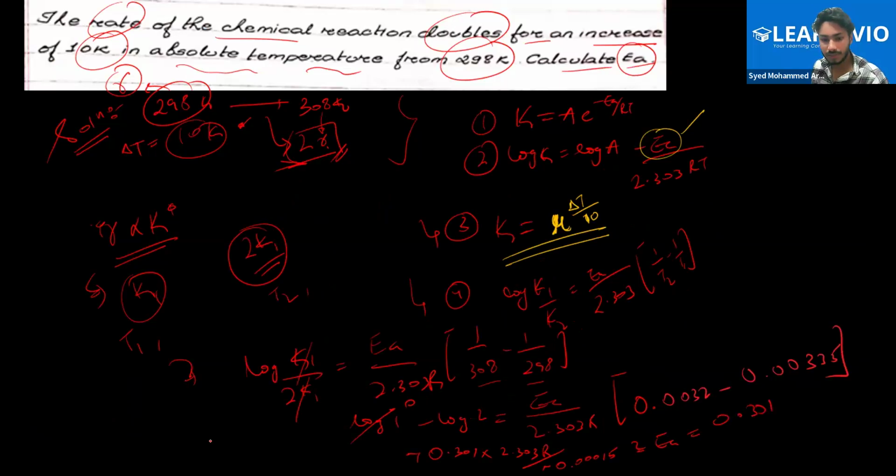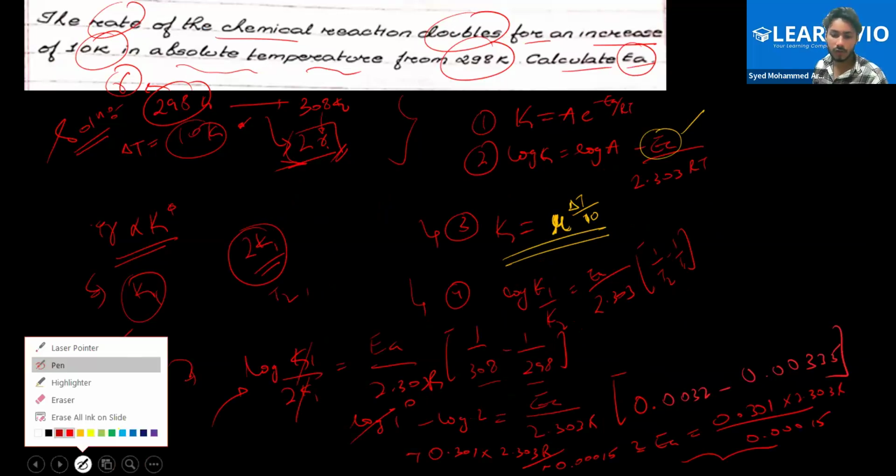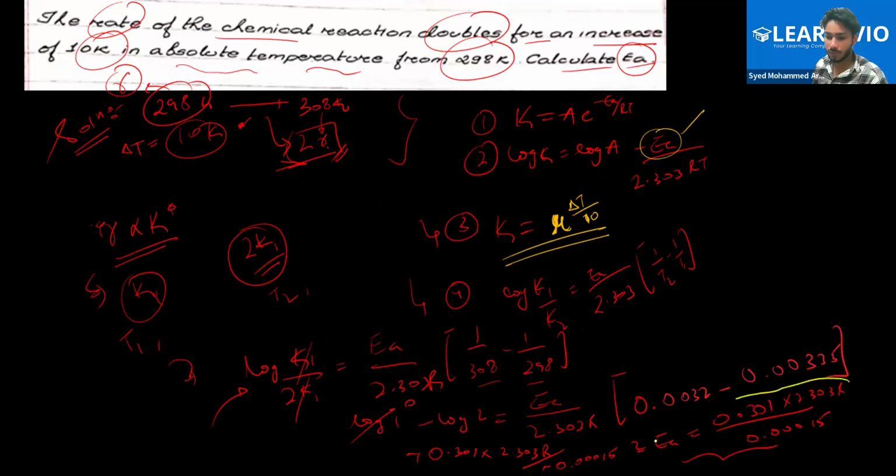0.301 times 2.303 R divided by 0.00015. Okay, so this is the solution. Just solve it by multiplying. I'm not doing it because we'll lose some time. It's just calculation part. So you understood how to solve the questions. Do not worry about the calculations. You can easily solve them because the examiner will give you easier calculations.